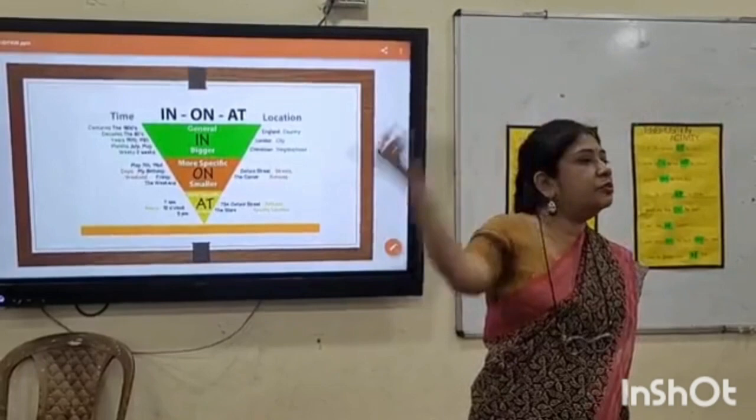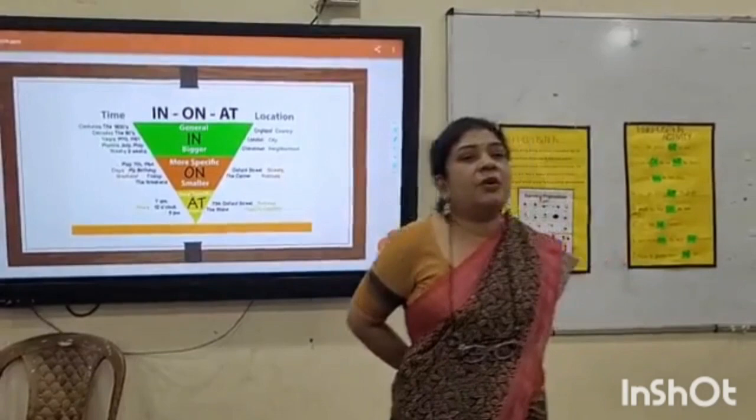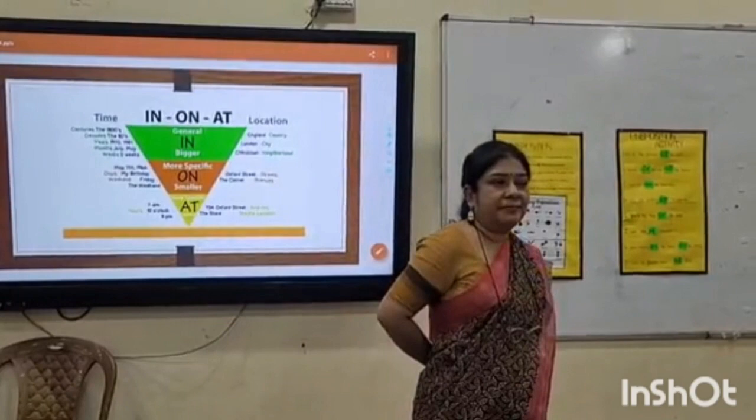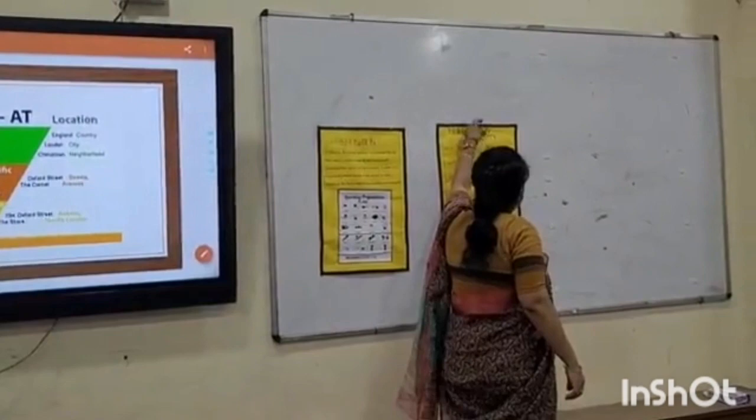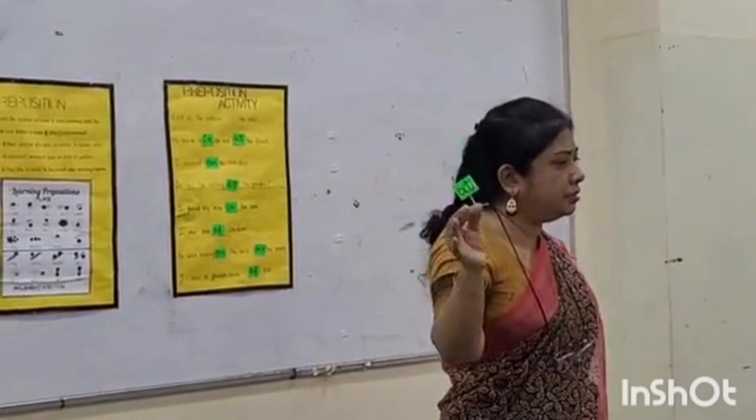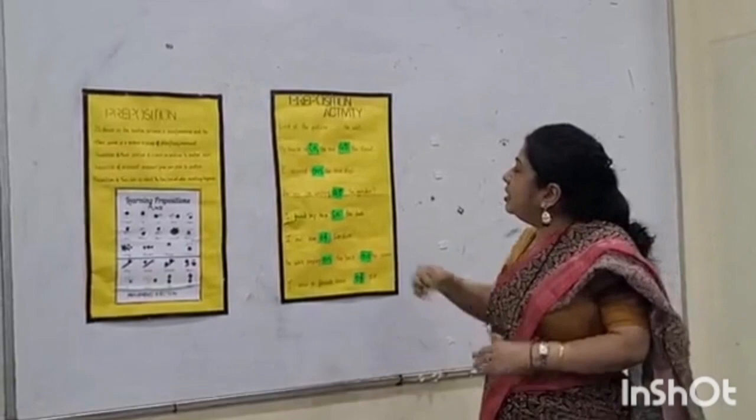Okay. So, children, if you are okay with it, I would like to give you an activity. Right? At this stage, these are the small placards I have made on preposition. At random, I will distribute the placards to the children. And one by one, they will come and read the sentence and put the right placard in the right place.